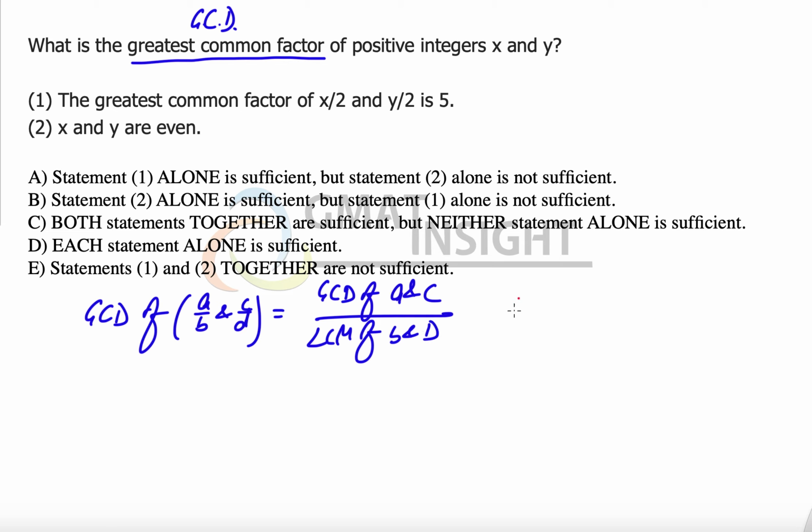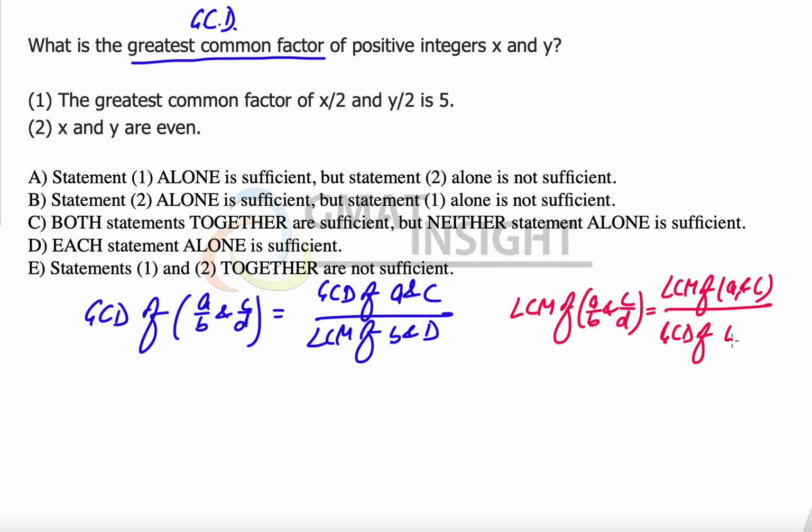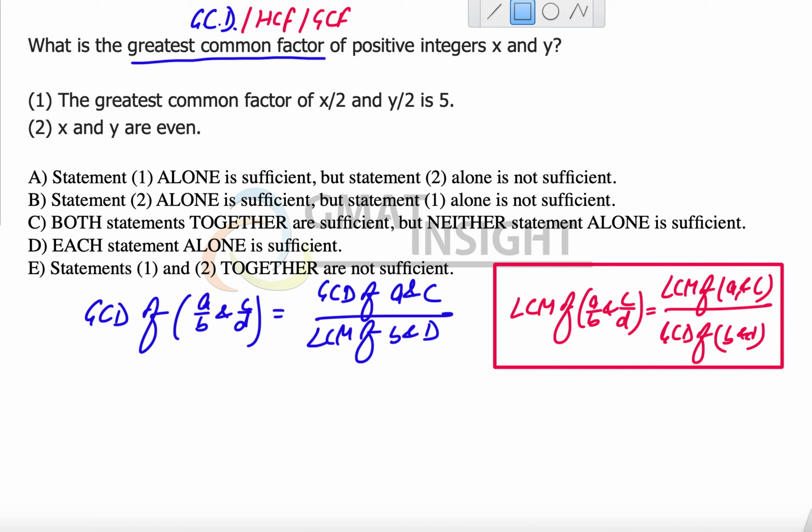Similarly, if in some other case one needs to calculate the LCM of fractions a by b and c by d, then we always calculate LCM of numerators divided by GCD of b and d. And please understand this: GCD, HCF and GCF are the same things. So these are several basic concepts that we need to understand, and if we know them, then answering this question is definitely not a problem for us at all.